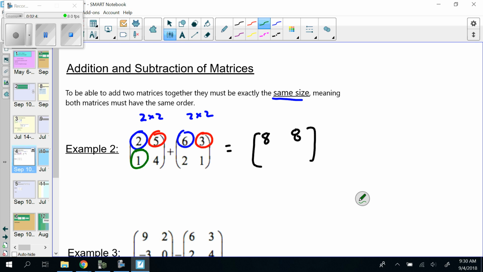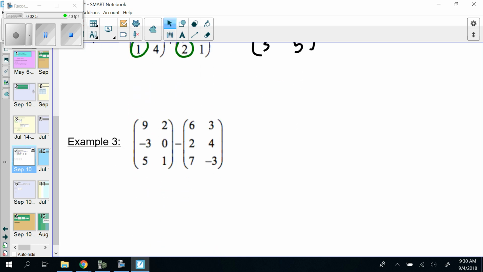Then these 2 get added because they're in the same location: 1 plus 2 is 3. And finally, those last 2 numbers get added for 5. And so that's the resulting matrix. Subtraction works the same way. Again, you have to have the same size matrices. Here we have both 3 by 2 matrices, and so we can subtract them.